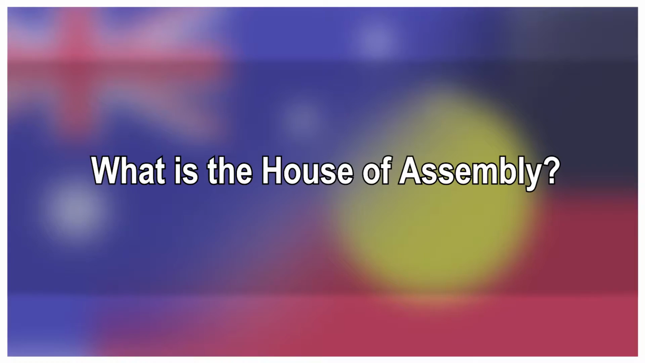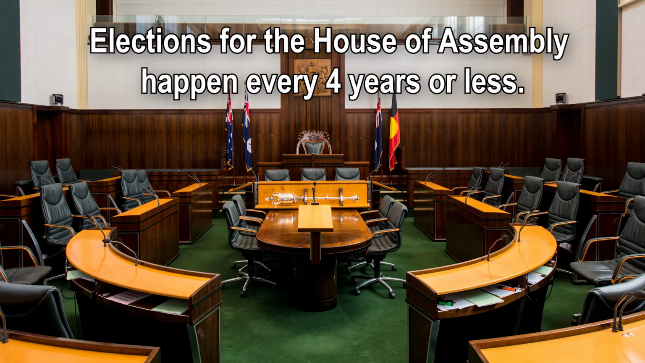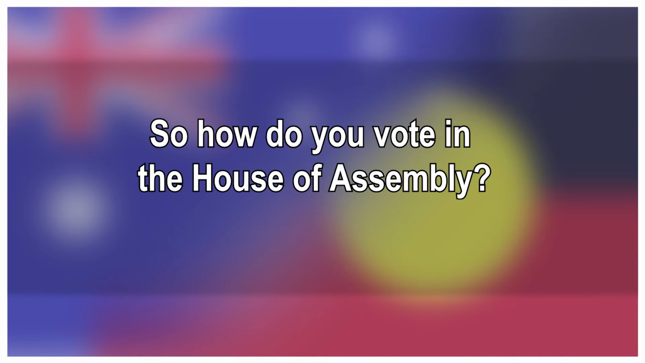But first, what is the House of Assembly? It's the lower house, so the party or coalition that gets a majority of seats in that chamber forms government. Most other states would call this the Legislative Assembly, or the House of Representatives if you're the federal parliament, with the exception of South Australia, which also calls it the House of Assembly because South Australia and Tasmania are secretly siblings. Elections for the House of Assembly are a maximum of 4 years apart, but they could be called early. So how do you vote in the House of Assembly?